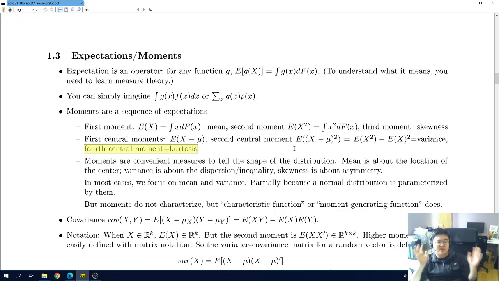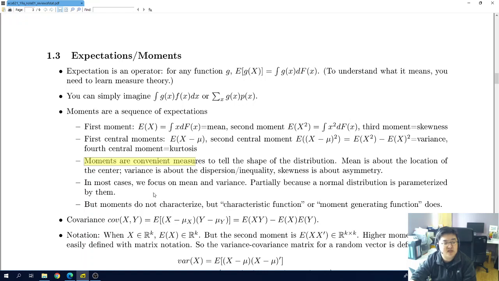So it's nothing new. Moments are just the expectations of simple polynomial functions. They are very convenient measures to see the shape of the distribution. You must be familiar with mean, variance, or skewness. Because they are convenient and easy to understand, when I say the average is something, you know what it means, right? So moments are very useful in that sense to deliver information.